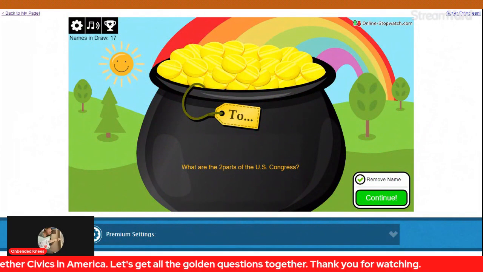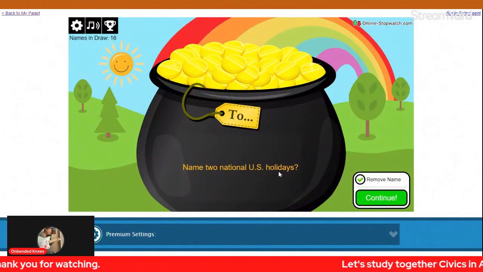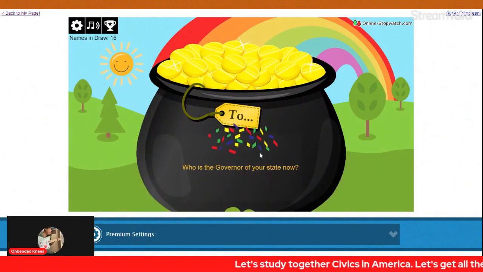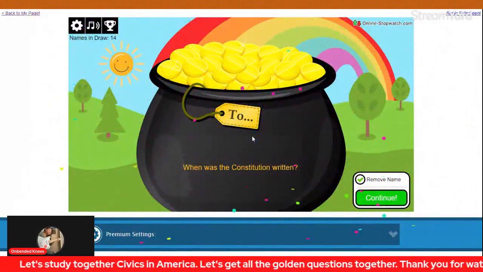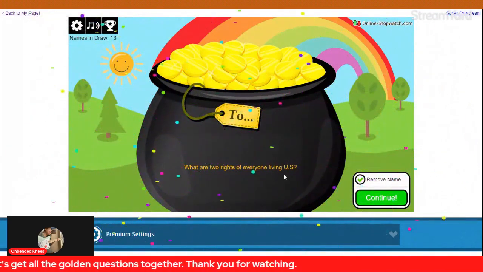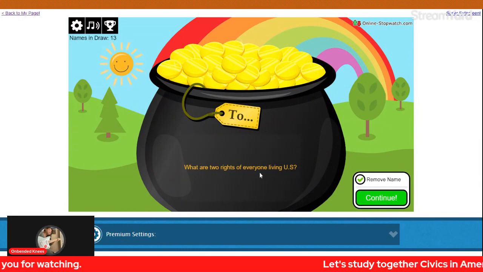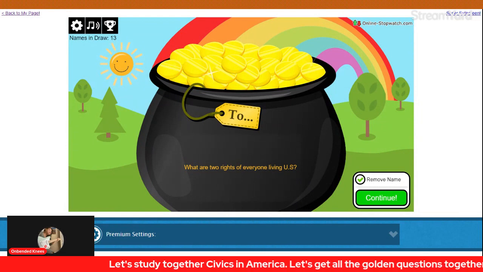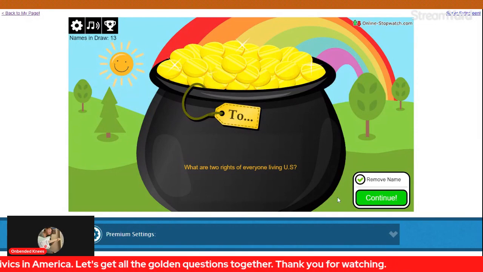Congress, the House of Representatives and the Senate. Holidays, that's Thanksgiving and Christmas. That's where you live. 1787. You're living in the United States, two rights: vote in a federal election and run for office. Serve as a jury.